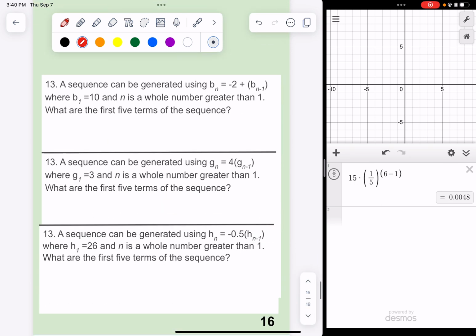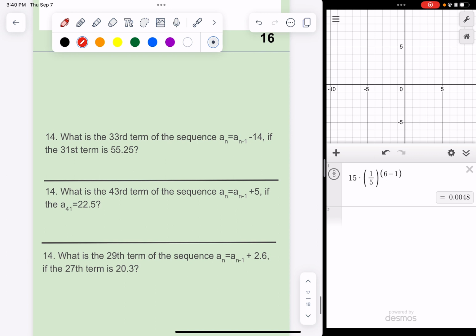I'm just going to skip that. This one, a sequence can be generated by using b of n. Oh, we've already done one like this. Oh, okay. This one's a good one.